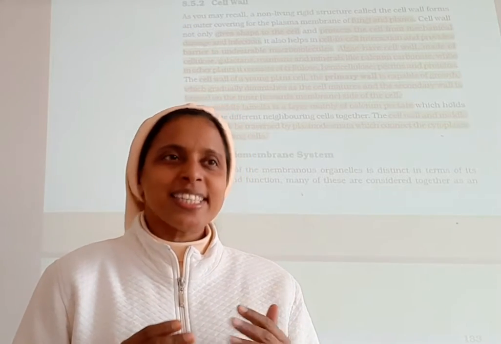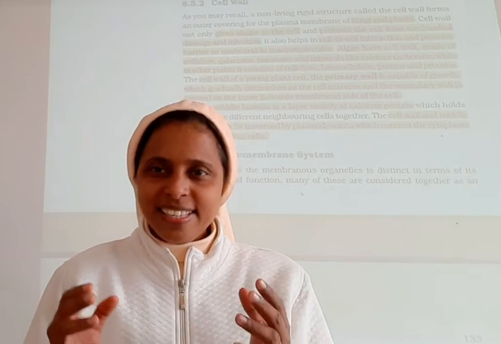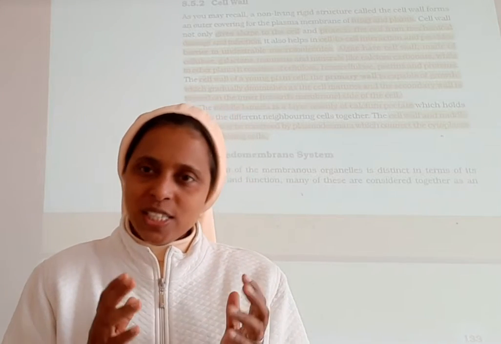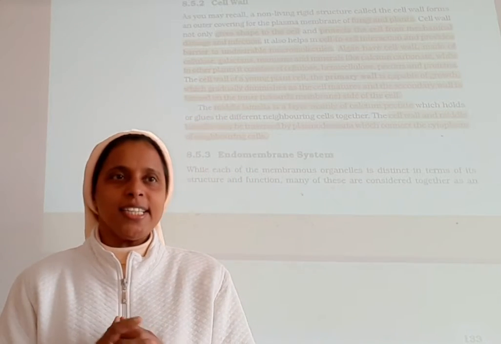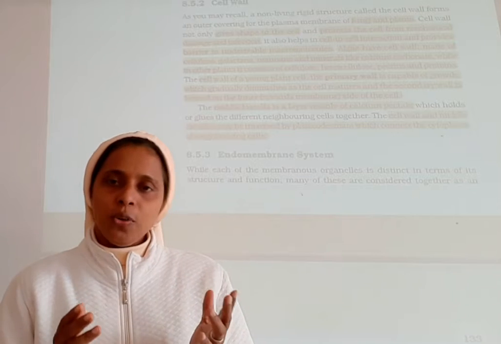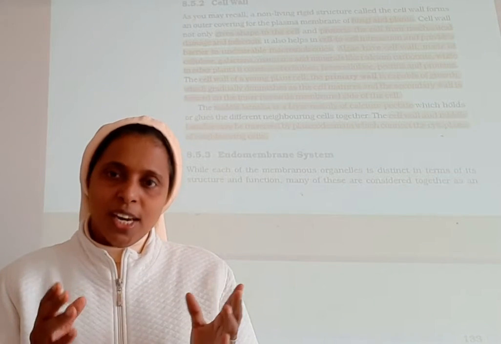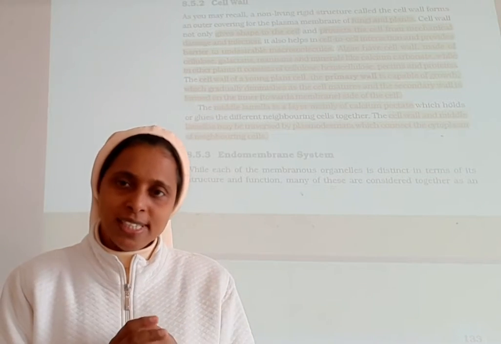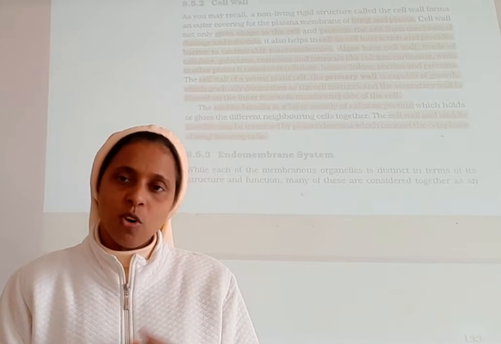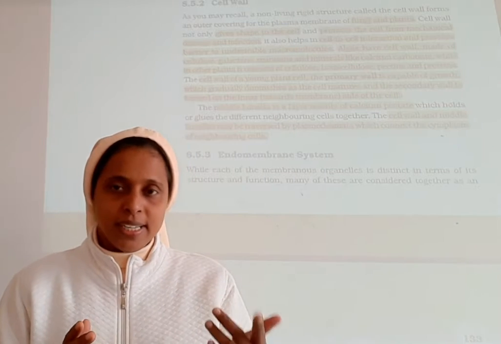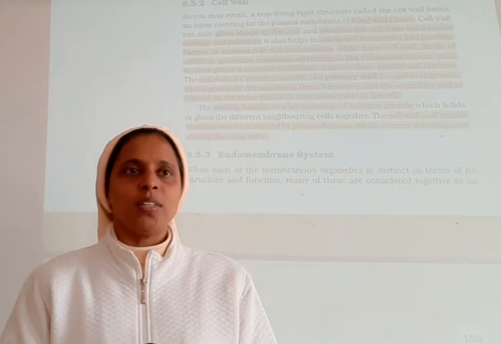Next, moving towards the cell wall. We all know that the cell wall is non-living and rigid in structure. And we all know that it is the identification of plants. So plants possess a cell wall. Animals don't have a cell wall. Fungi also have a cell wall, but it is made up of chitin. We have learned all these things.